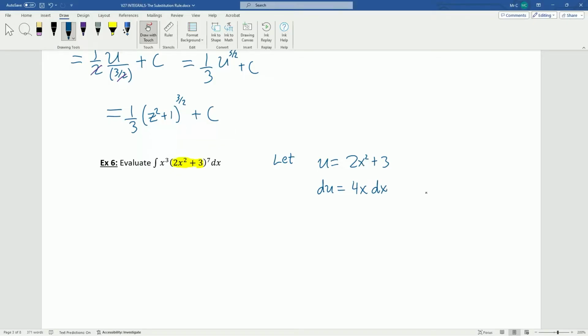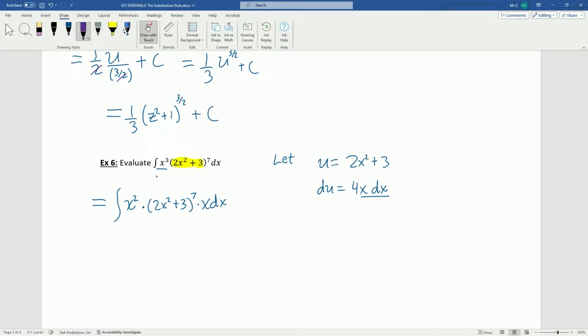But this becomes tricky because I don't have an x dx here. So what I'm going to do is first rewrite my integral, still in terms of x, because I noticed that x cubed can be written as x squared times x, and so I can pull off a factor of x here. So I'm going to take this x cubed and write the x squared up front. I'll still have (2x squared plus 3) to the 7th, and then I've got x dx here.